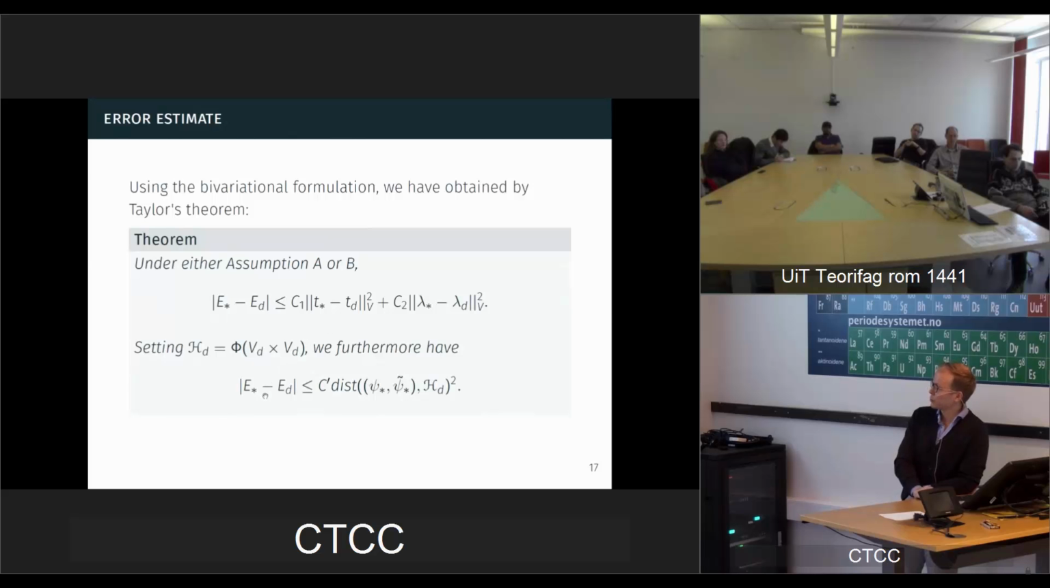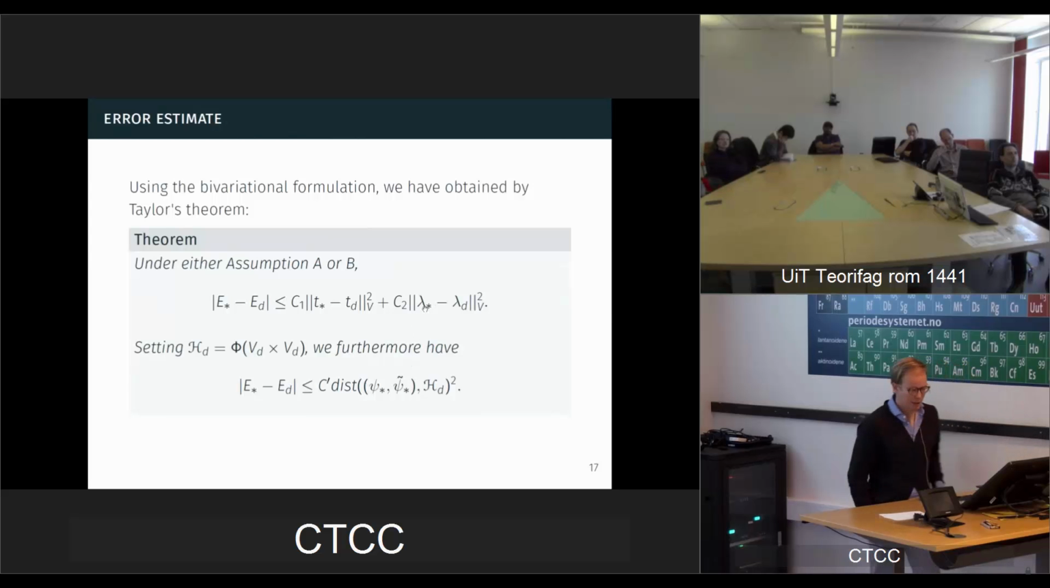Or if we want to, we can express this in terms of the distance to the truncated manifold. So here, this was the map from cluster amplitudes to the wave function pair. So we take truncated cluster amplitudes, then we get a truncated wave function space, and then we can estimate the energy difference in this way. So, in parallel. Okay.